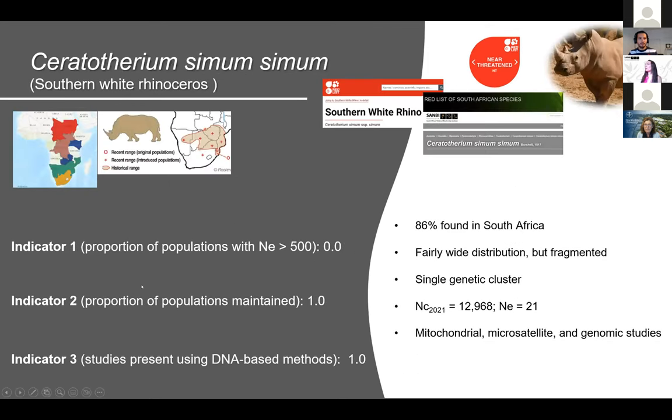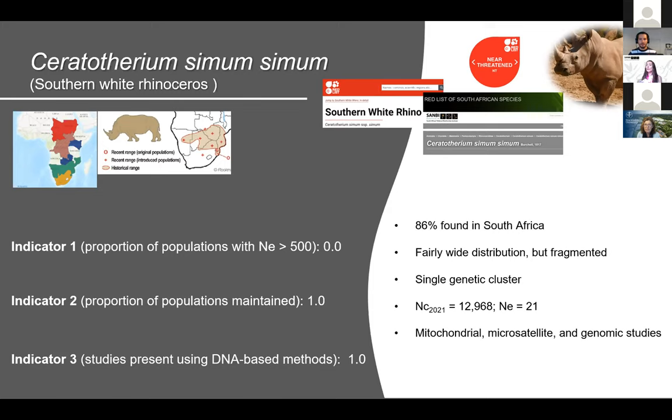The next one is a southern white rhinoceros. This isn't a species, it's actually a subspecies, but it's of national importance. 86% of the distribution of the subspecies is found in South Africa. It's also considered a single genetic cluster, so all the individuals are part of one population, and a recent census in 2021 found that there are just under 13,000 individuals in South Africa.